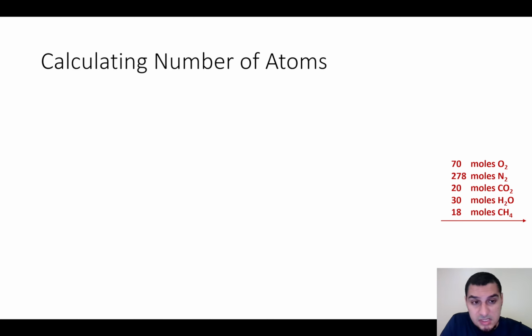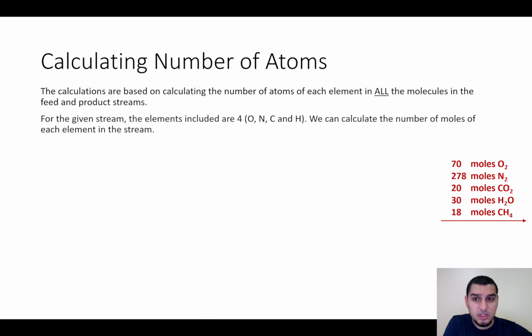So in this example, we have a stream that contains 5 compounds: oxygen, nitrogen, carbon dioxide, water, and methane. And we know the flow rates, or the number of moles, of each one of these compounds. If we look at these 5 compounds, the elements, or the atomic species, that we have are oxygen, nitrogen, and carbon. Oxygen we already mentioned before. Hydrogen, we also mentioned. Carbon was mentioned here, hydrogen was mentioned before. So there are only four elements, or 4 atomic species.